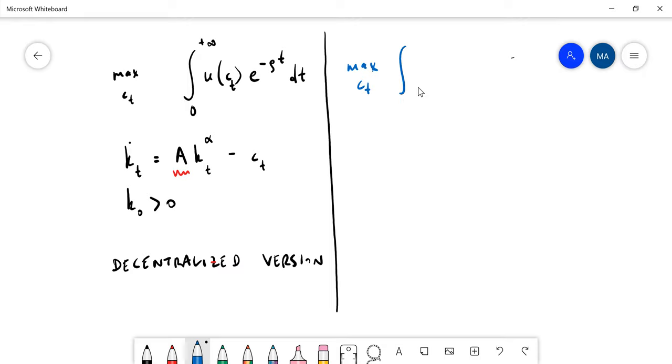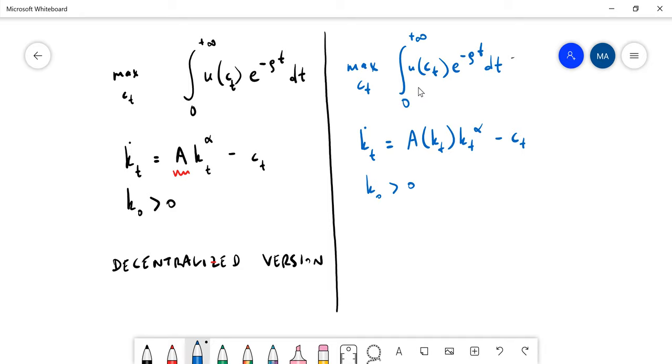Okay, the planner also maximizes the same thing. All right, so in that sense, it is perfectly benevolent. Okay, but the planner has the chance to internalize the effect of capital stock on production, okay, productivity. So this is the social planner.